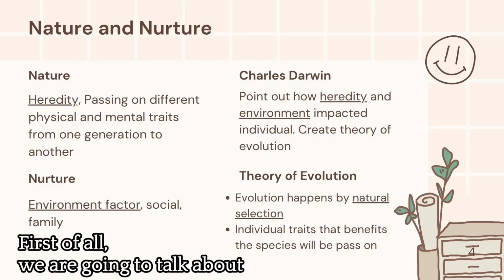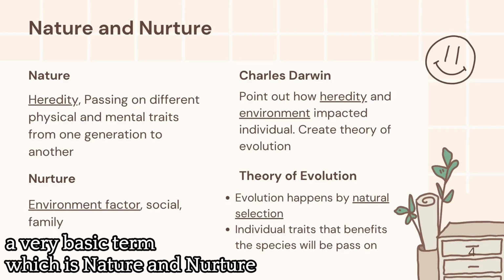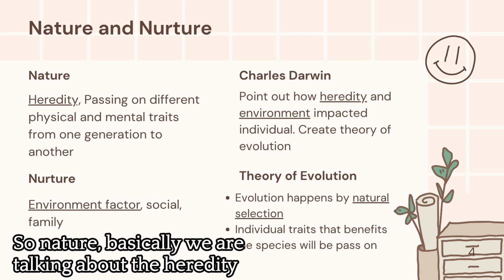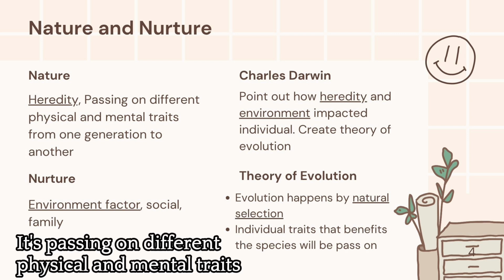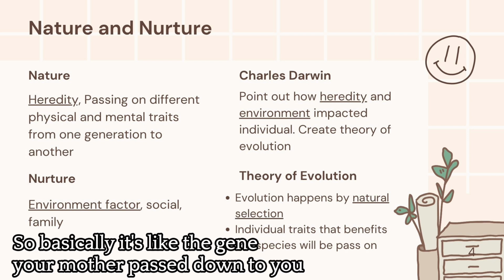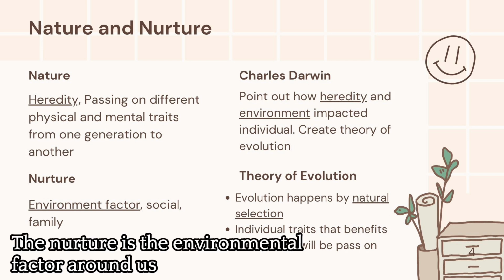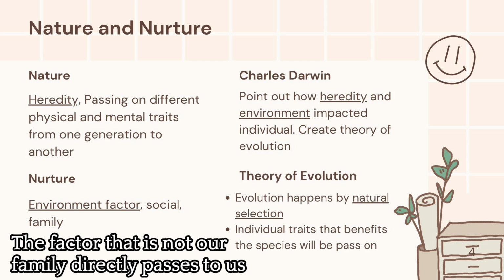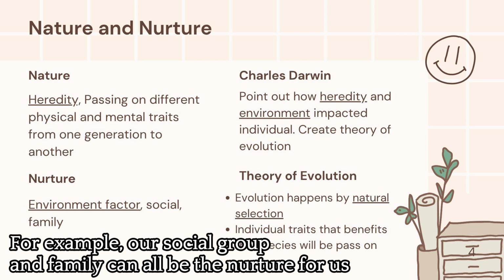First of all, we are going to talk about a very basic term, which is nature and nurture. Nature is basically heredity. It's passing on different physical and mental traits from one generation to another. So basically, it's like the genes your mother passed down to you. And nurture is the environmental factor around us, like the factors that are not directly passed to us by our family. For example, our social group and family could all be the nurture for us.